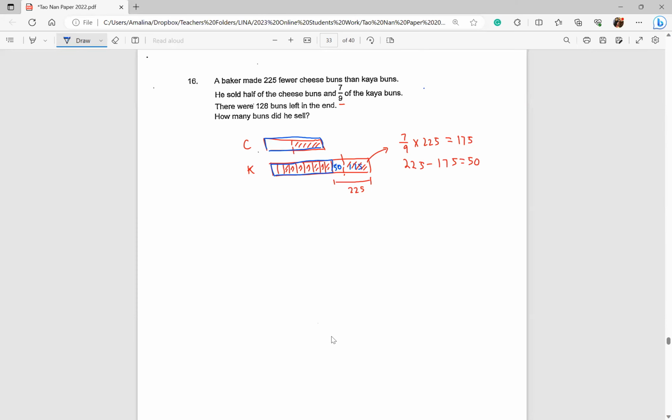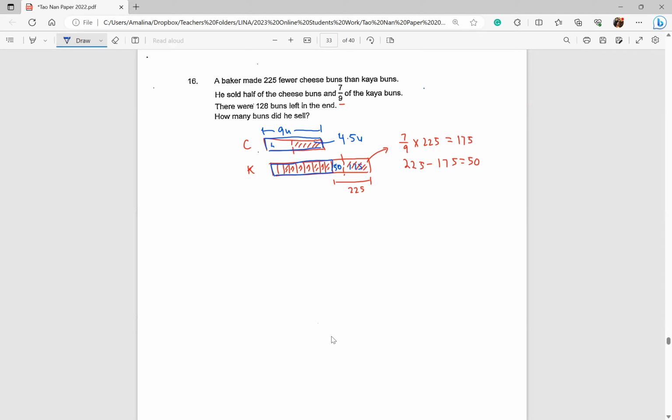Okay, it's equivalent. But you notice that the cheese buns, there's 2 big units. The kaya buns, there's 9 small units. So what you can do to the cheese buns, you take this as your 9 units, and then you cut this into 2, which means that you're left with 4.5 units for each. Let me erase off. So this is your 4.5 units.